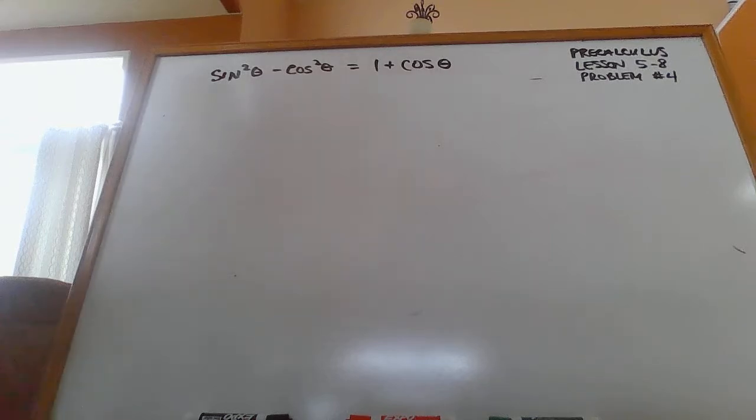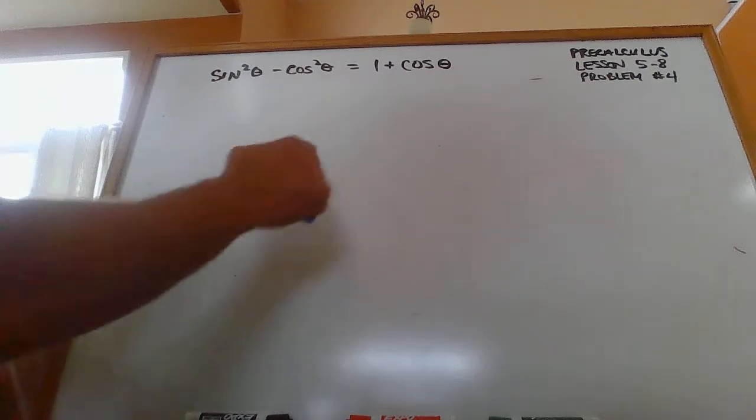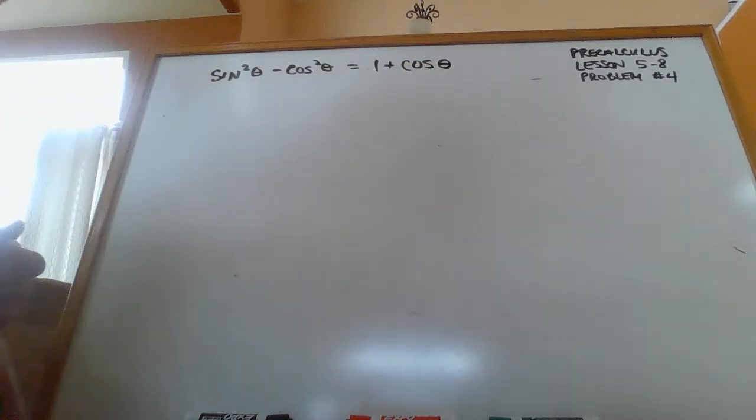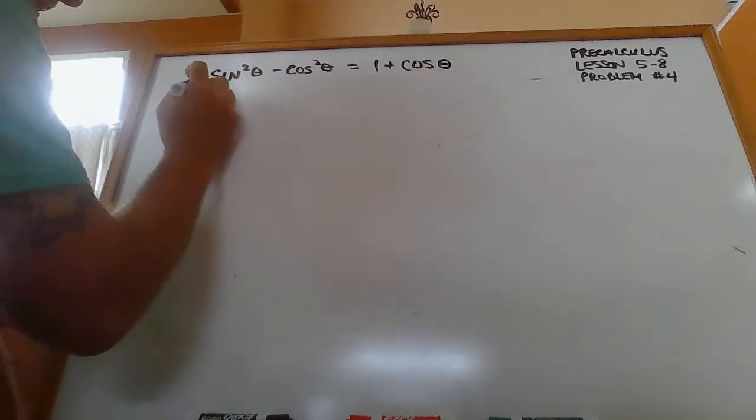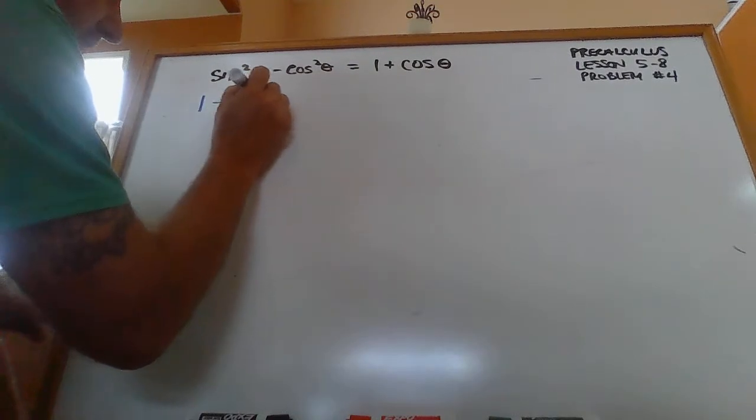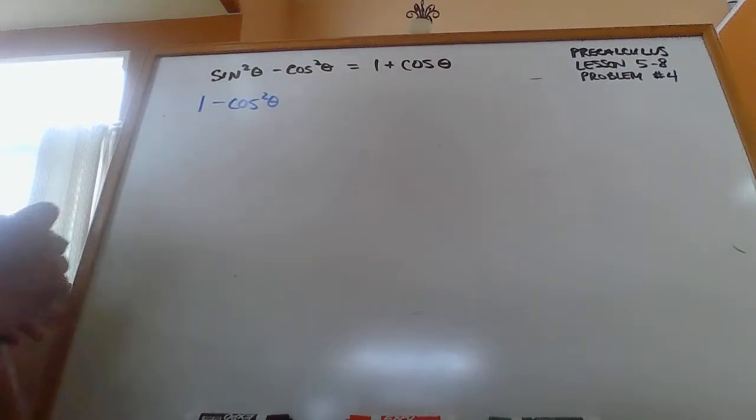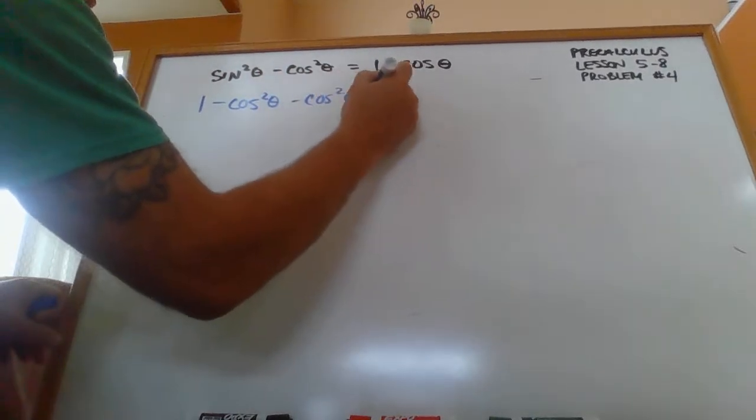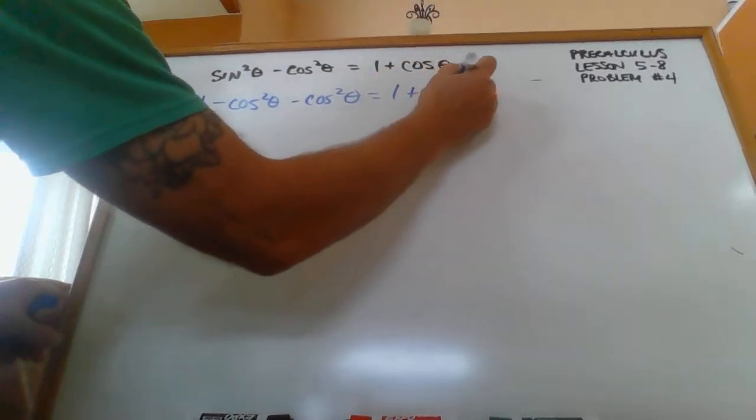It says sine squared minus cosine squared equals 1 plus cosine theta. So here's what I would do. You've got cosine squared, you've got cosine. I can change the sine squared to cosine squared, so I'm going to do that. I'm going to make this 1 minus cosine squared theta minus another cosine squared theta equals 1 plus cosine theta.